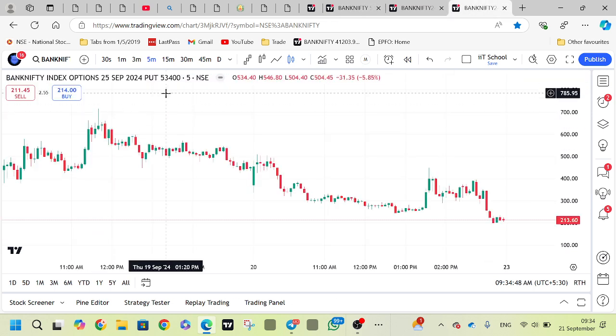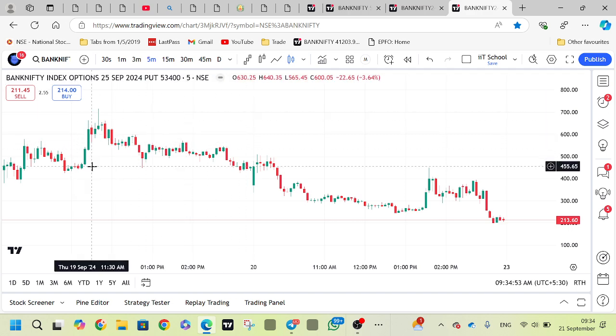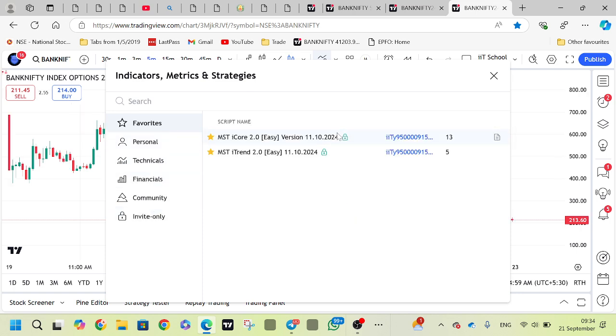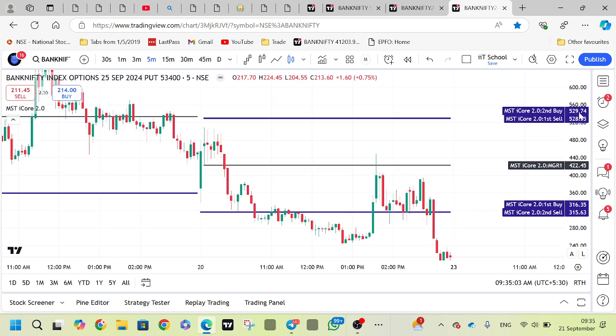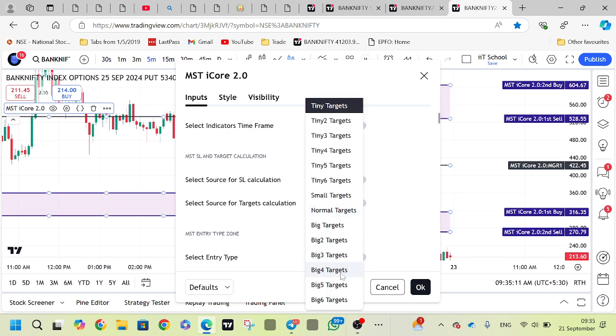So now this is the 53,400 put option I have taken. Here if you see there is no indicator added. Once again go to the indicator settings and select the favorite. If you have already added it to favorite, that's all, our indicator will be added. Here also you can notice the same thing. The stop loss is very small because it is tiny. Go to the indicator settings, add big 4 SL and big 4 targets.